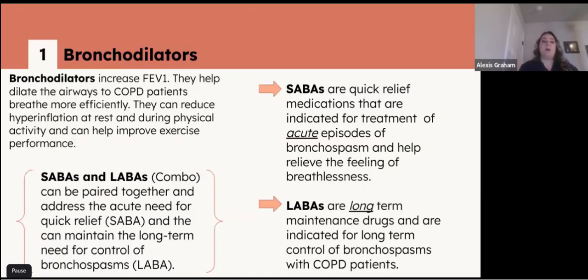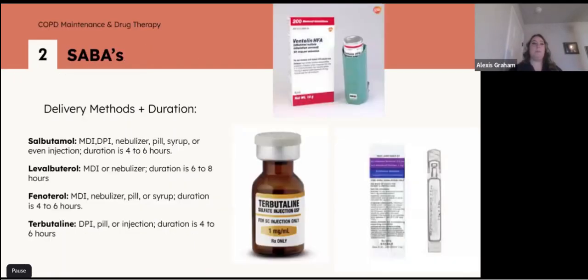So a SABA and a LABA combo can be paired together to address the acute need for quick relief, which would be the SABA, and can maintain the long-term need for control of bronchospasms, which would be the LABA. SABAs are a quick relief medication that are indicated for treatment of acute episodes of bronchospasm and help relieve feeling of breathlessness. And then LABAs are the long-term maintenance drugs that are indicated for long-term control of bronchospasms with COPD. This is just a more simplified version of what I just said in that last one. So SABA is acute, LABA is long.